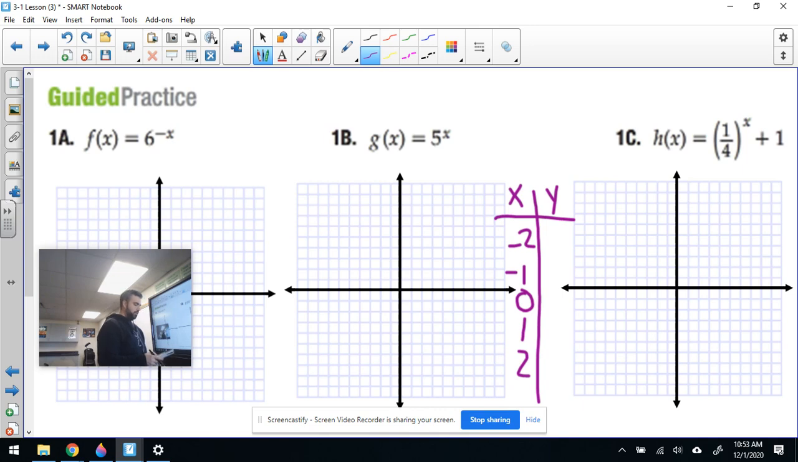So I do 1/4 to the power of -2, and then I add 1, and that's going to be 17. Okay? Let's go to the next one. 1/4 to the -1 power plus 1 is going to be 5. 1/4 to the 0 power is going to be 1, right? And then add 1 to it, and that's going to be 2. 1/4 to the 1 power is 0.25, plus 1 is 1.25. That's interesting. That's different.